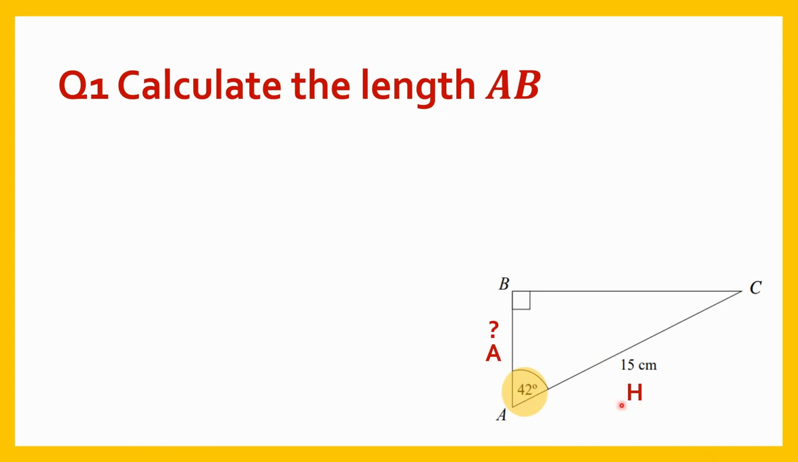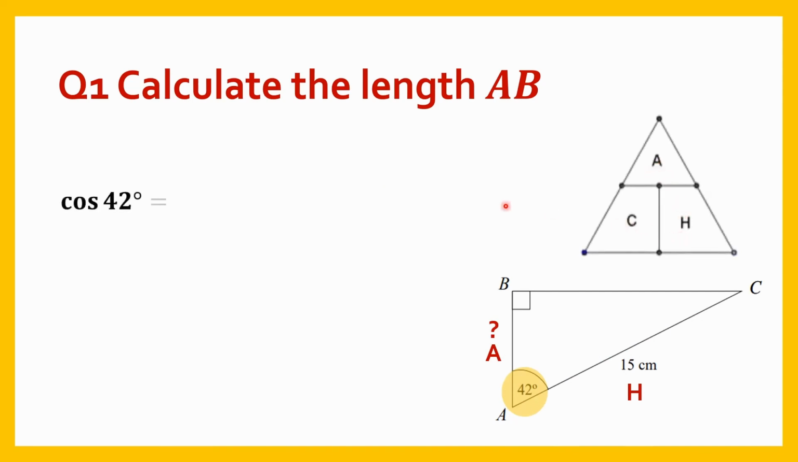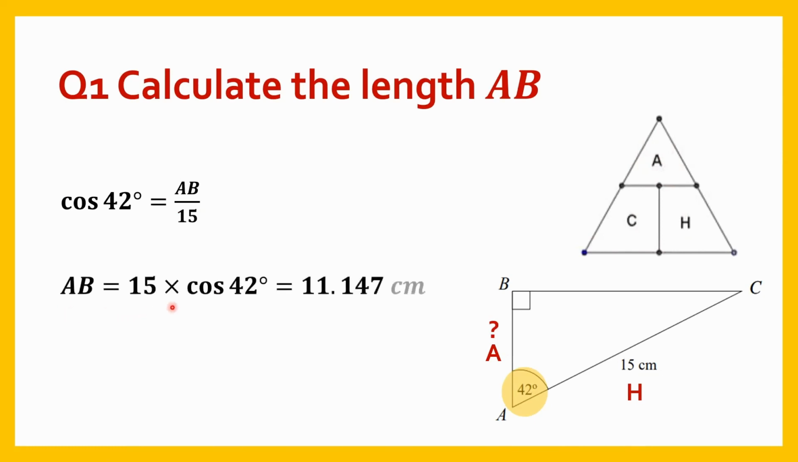So we have A and H, therefore we're using cosine equals adjacent over hypotenuse. Substitute in the values. Cosine 42 degrees equals AB over 15. We're looking for AB, which is the adjacent. So if you look at the triangle, A, adjacent, my cosine and hypotenuse are on the same level, therefore it's a multiplication. So length AB equals 15 times cos 42. Put in the calculator, we have 11.147 centimeters with 3 decimal places.